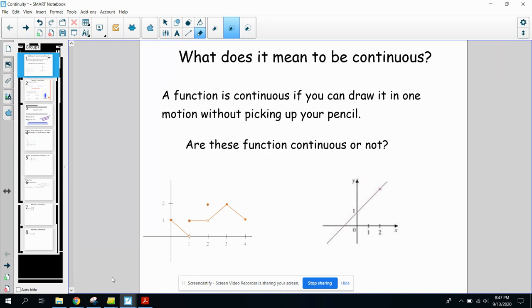In the first one, if we go to draw our lines, we have to draw our line, pick our pencil up, draw our line. So is this continuous? No, it is not.